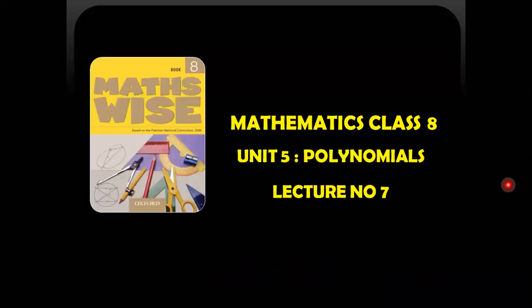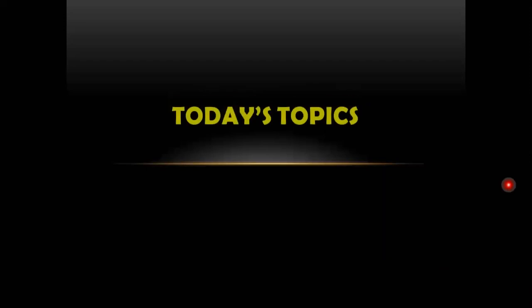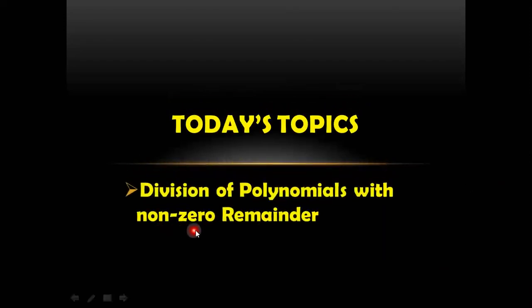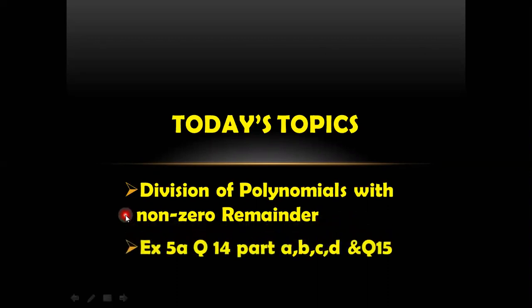I welcome you all to lecture number 7 of Unit 5 Polynomials, Mathematics Class 8. My dear students, our today's topic is about the division of the polynomials with non-zero remainder. In our previous lecture, we understood the topic of division of the polynomials with zero remainder. And today we are going to understand it with non-zero remainder. After understanding this article, inshallah, we will solve question number 14 and 15 from exercise 5a.